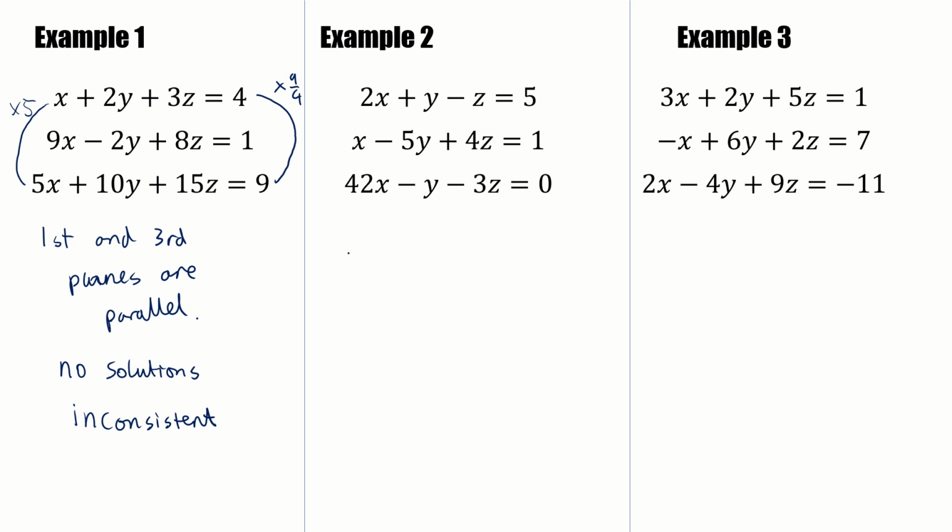So then the next thing we need to do is calculate the determinant of the coefficients. So we need to work out the determinant of 2, 1, minus 1, 1, minus 5, 4, 4, 2, minus 1, minus 3. And you're welcome to use the calculator to work out the determinant. If you do, you will get an answer of 0.